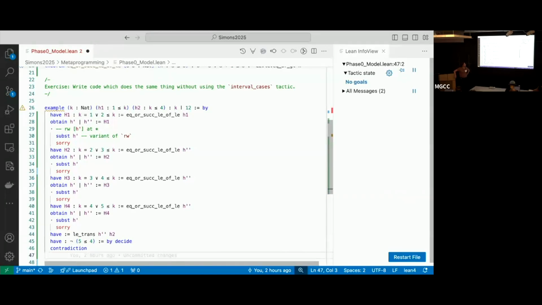Parenthesis 5 less than 4. Oh, this is the not sign. This is the negation logical operator. Yeah. So, you know, we have this one for or and this one for and this one is for not.